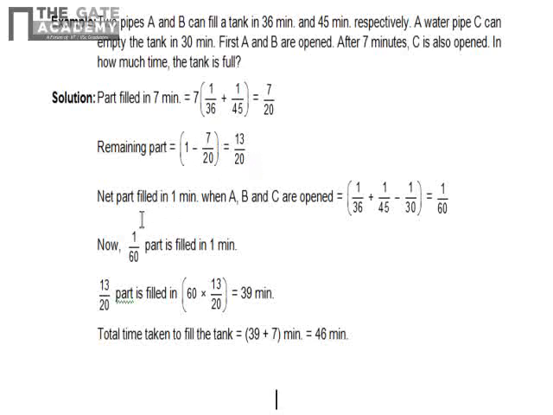Now in 1 minute when all 3 pipes are open, how much part is filled? 1 by 36 plus 1 by 45 minus 1 by 30, because it's negative work. So you'll get 1 by 60. That means if all 3 pipes are open, the part of the tank filled in 1 minute is 1 by 60th. So 13 by 20 part will be filled in 60 into 13 upon 20, that is 39 minutes. So the total time taken is 46 minutes, that is 39 plus the initial 7 minutes when pipes A and B were working alone.